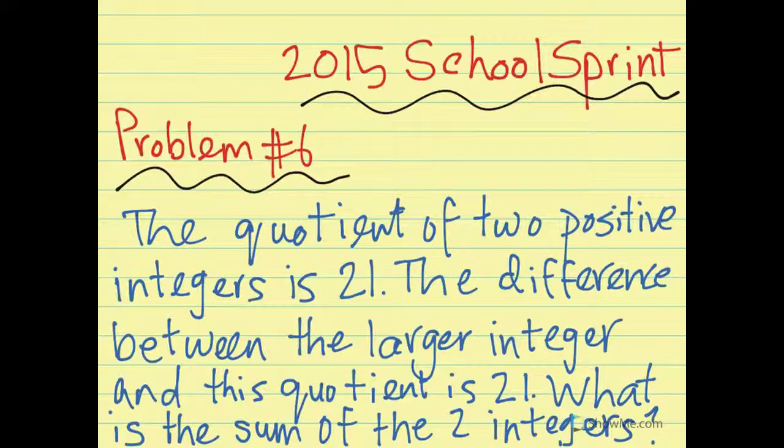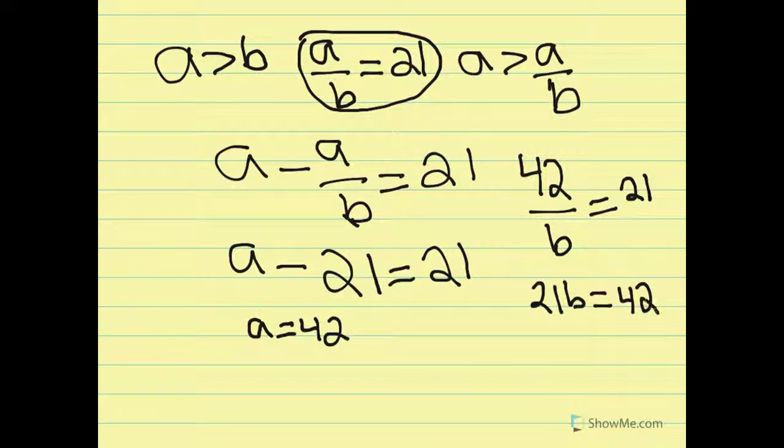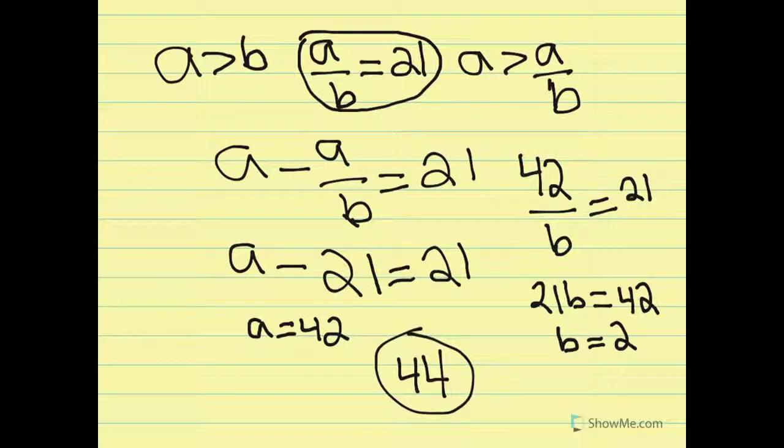And we look at the question, and they are asking for the sum of the two integers. So now we need to find b as well. And we know that a over b is 21, so we have 42 over b is 21, and 21b is 42. If we divide both sides by 21, we have b is equal to 2, and 42 plus 2 is 44, our requested sum. And that is the answer.